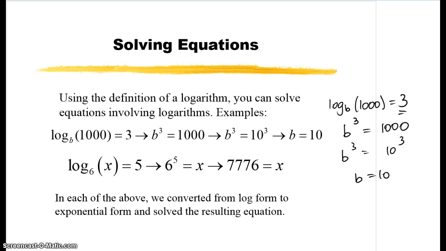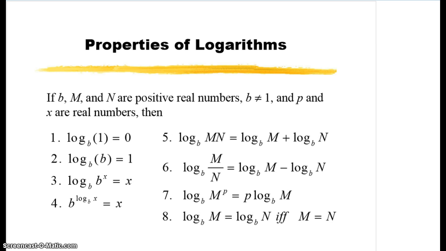Okay, so that's one way to approach this equation. Sometimes you'll know the base, like in the second example, and you'll be looking for what happens when you raise the base to a certain power. So if we say log base 6 of x is equal to 5, we know the base, we know the power, so translating this into exponential language, so to speak, I will get 6 to the power of 5 is equal to x. And x must then be 7776. Okay, so in each of the above, we convert it from log to exponential form and solve the resulting equation. So that's the simple cases.